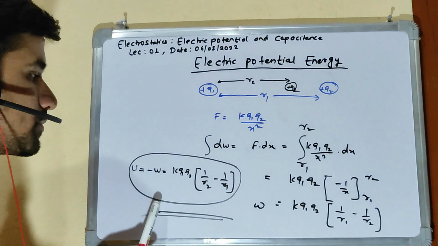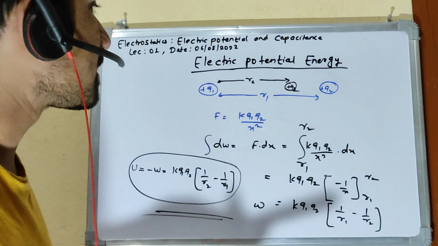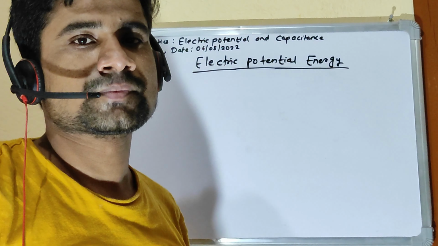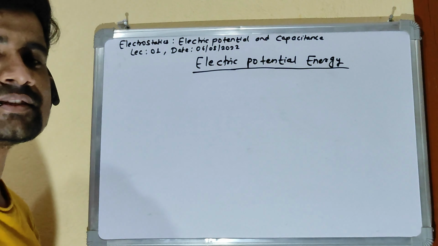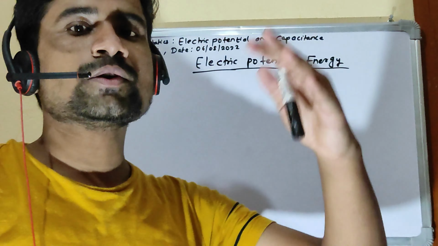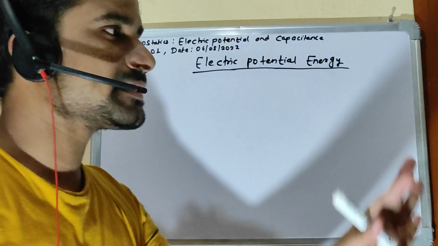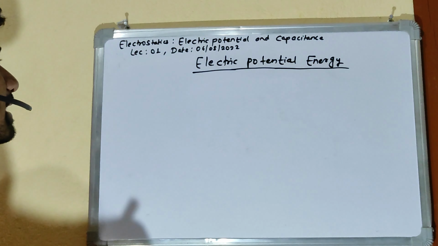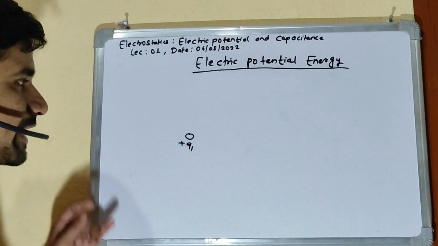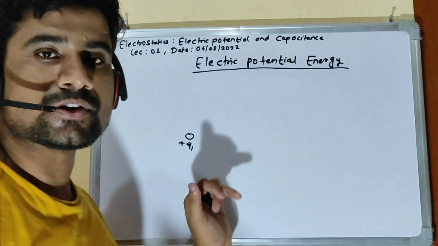Okay. Now let's define what exactly potential energy is. Potential energy is defined as the work done in bringing a charge from an infinity point to a fixed point, right? Let's explain diagrammatically. Let's say there is a charge plus q1, right? It has a field all around.